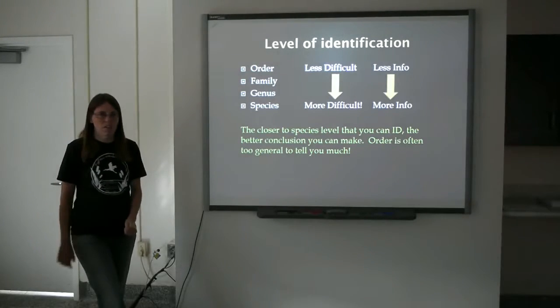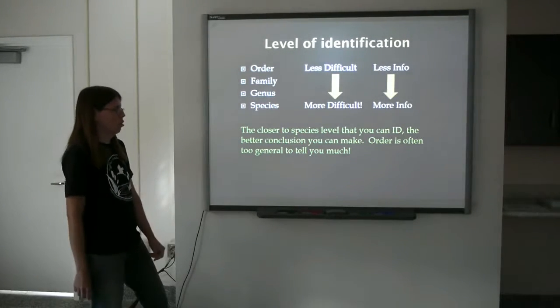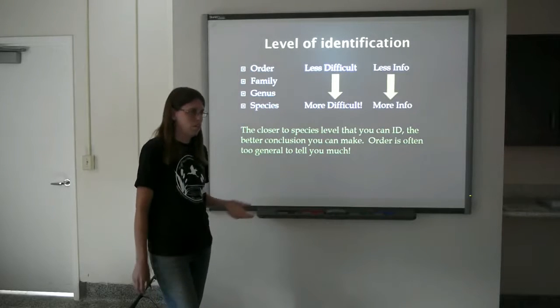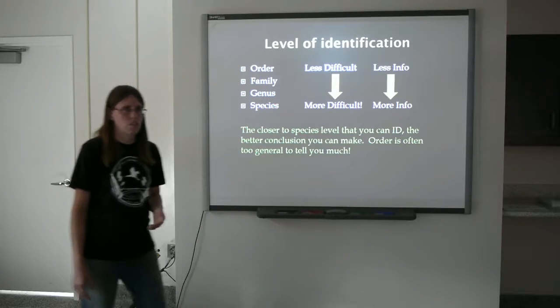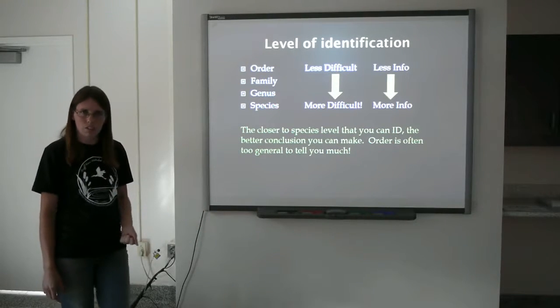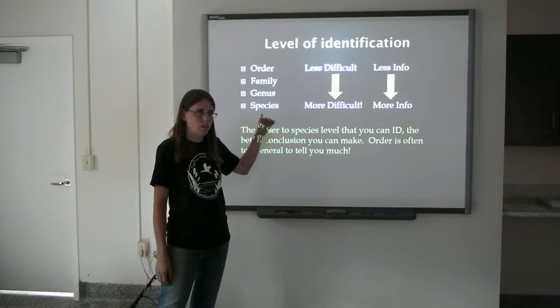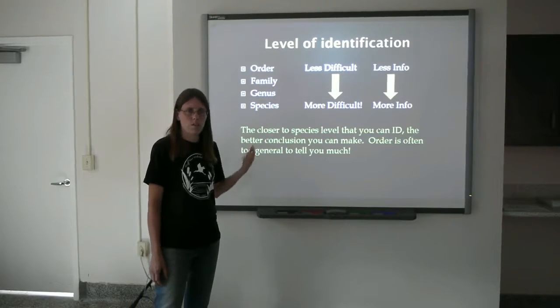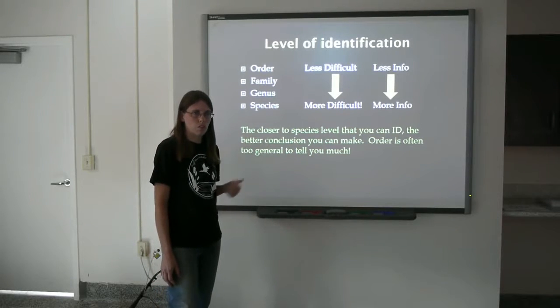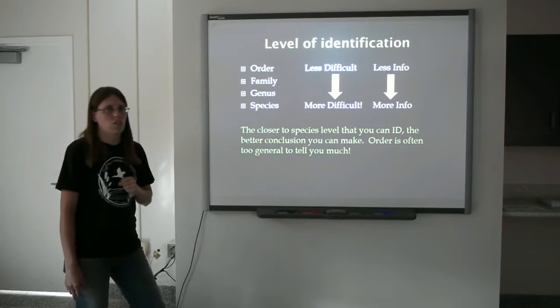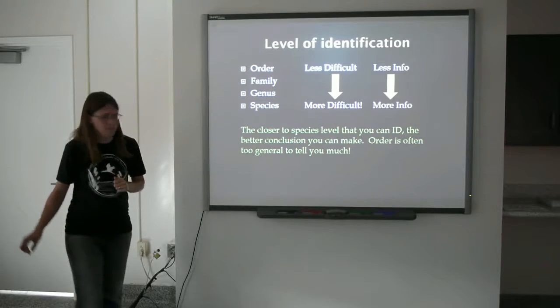The level of identification is very important. The closer to species level that you can identify, the more information you're going to have. It's also more difficult to identify to species level, so even if you can identify to the order level, you'll have some information, but the closer you can get to species, the more information you'll be able to generate from that.